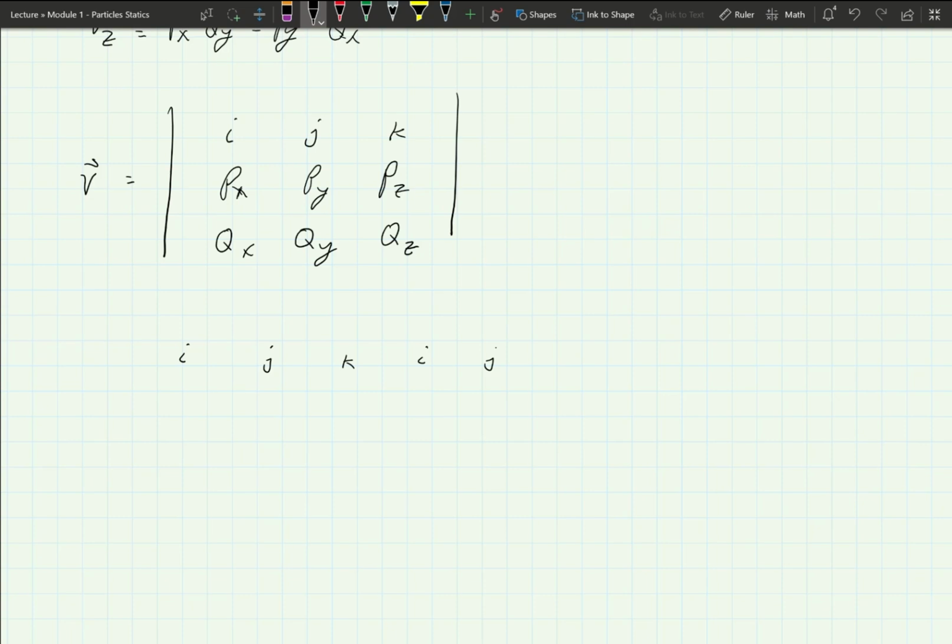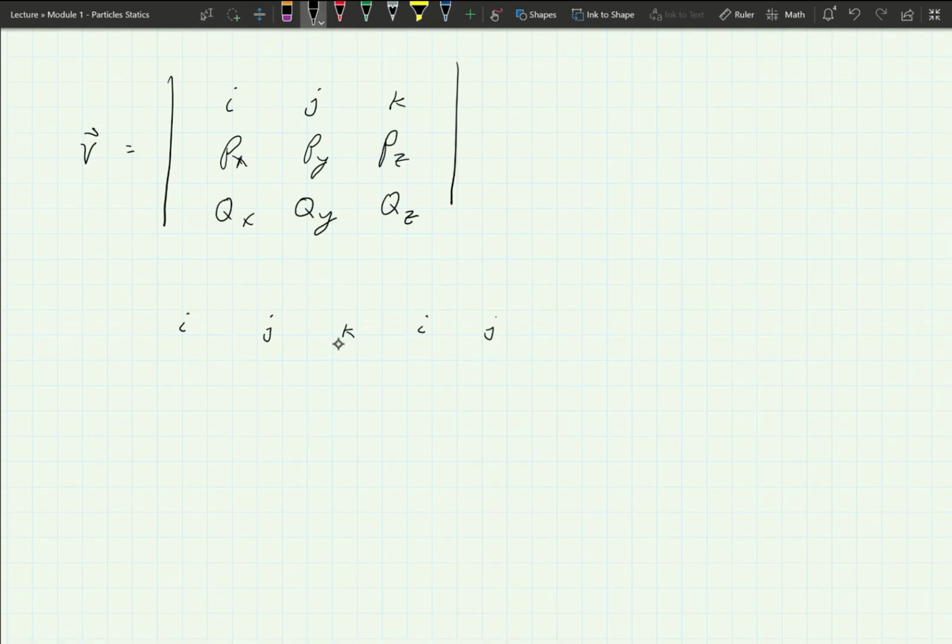Okay, so we're going to write it out like this, and what I did is I repeated the i, j, k, and then I'm going to copy the first two columns over again, and we're going to do the cross product. So we're going to do p of x, p of y, p of z, and then I'm going to come down here and do the q of x, q of y, q of z. And as I said, copy the first two columns over, p of x and p of y, and then q of x and q of y.